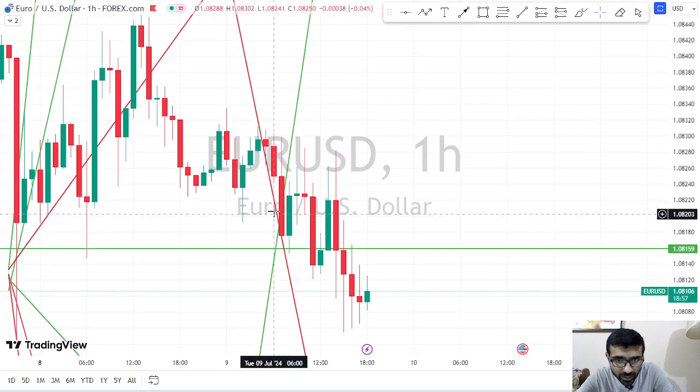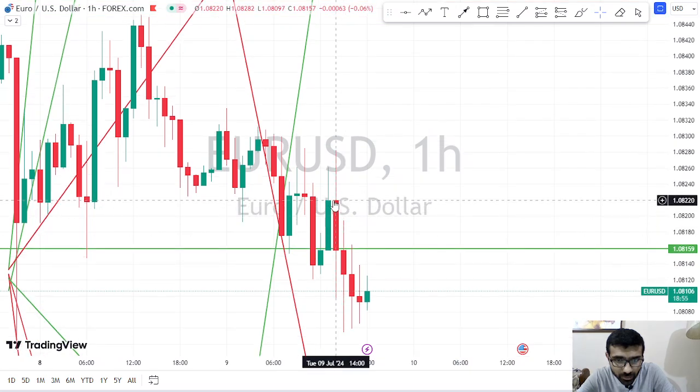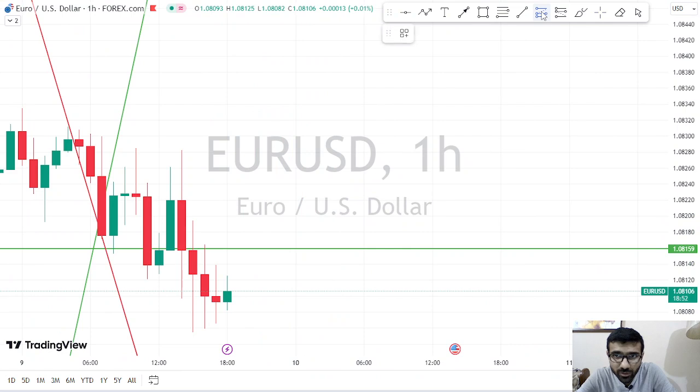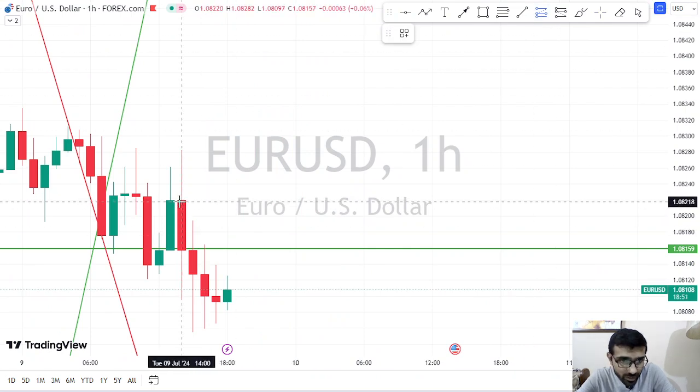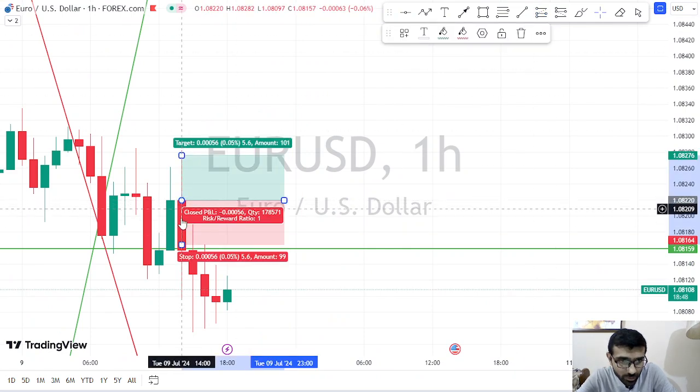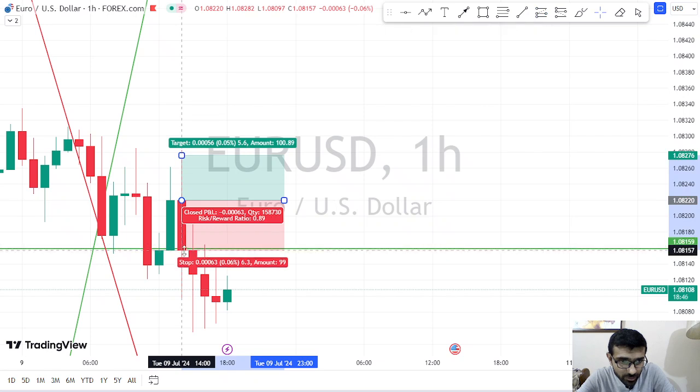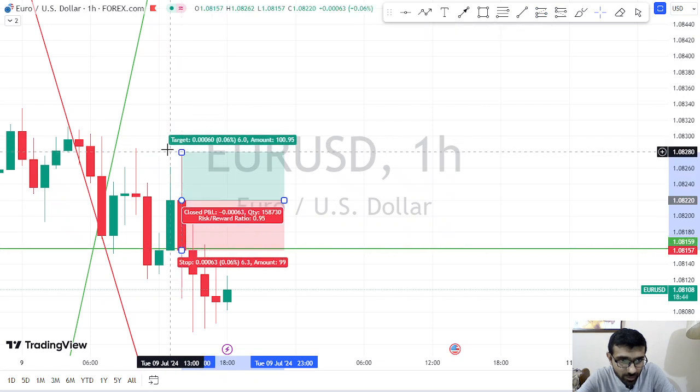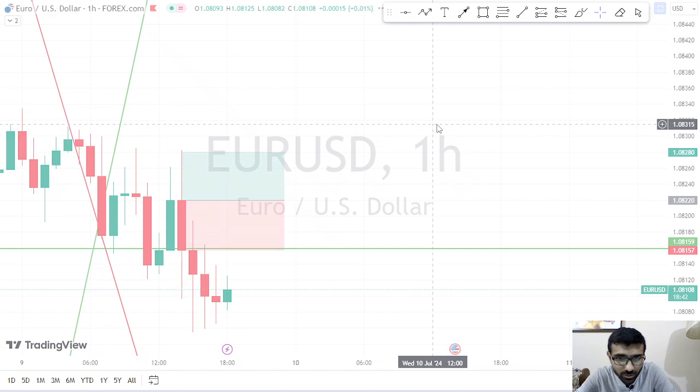And then again market closed above our area of short-term support over here, and over here we could again take a long position like this. Our stop loss will be just below this previous candle, and our take profit could be possibly over here. For that, let us go to the 15 minutes chart.